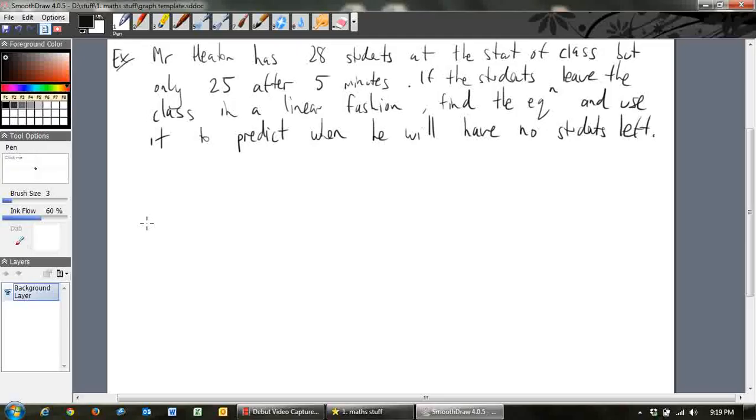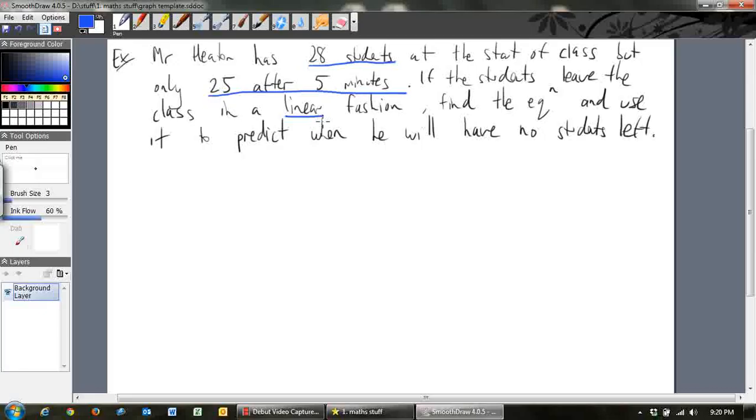Okay, so let's just have a look at this. What's the important information? I might just underline some important information in here. Firstly, he has 28 students at the start of the class. Then he has 25 students after 5 minutes. So that's the second piece of key information. And thirdly, they're leaving in a linear fashion. In other words, it's a constant linear fashion. We need to find the equation.